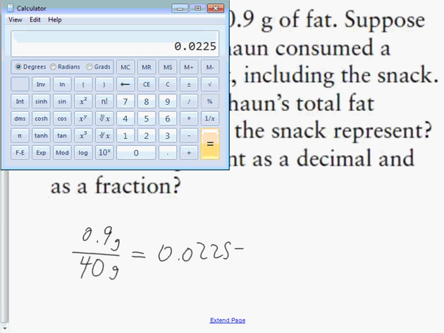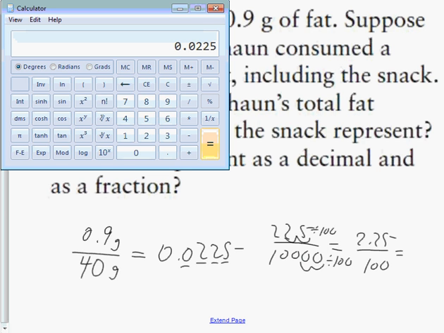This is 225 over tenths, hundredths, thousandths, 10,000. So 225 10,000ths. And because I really want to get it as a percentage, I want to divide this by a number that's going to get it to 100. So I want to divide it by 10 twice, or divide it by 100. I get that denominator of 100 because 10,000 divided by 100 is 100. And 225 divided by 100 is 2.25, because I'm going to move it 2 places over.